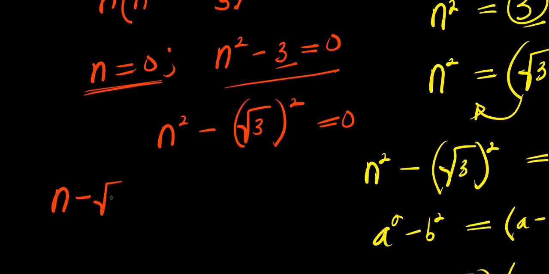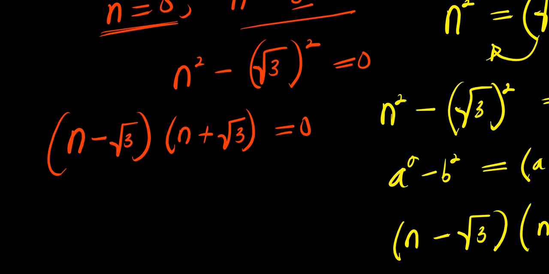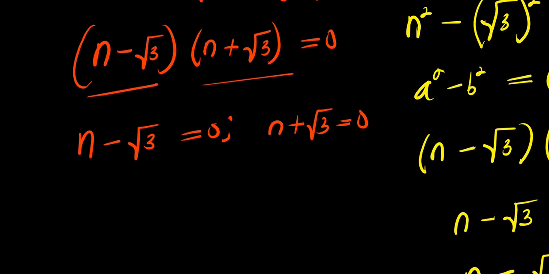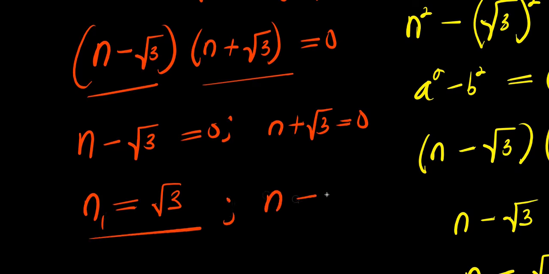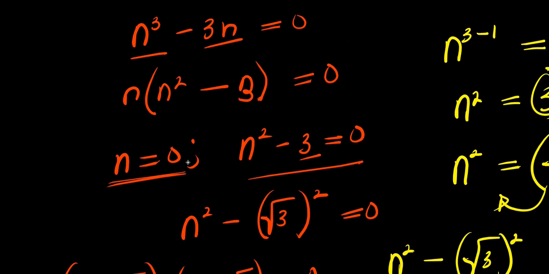This is n minus root 3 times n plus root 3 equals 0. So from here, I equate each of these to 0. n minus root 3 equals 0, and n plus root 3 equals 0. So from here, I can have n equals root 3. That is my n1. And for this one here, I have n equals negative root 3. That's my n2. But in total, we are having 3 different solutions here, which is 0 as the extra.